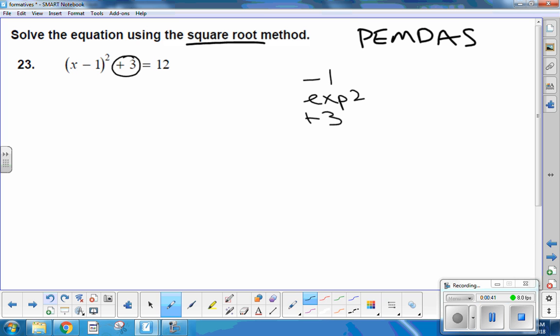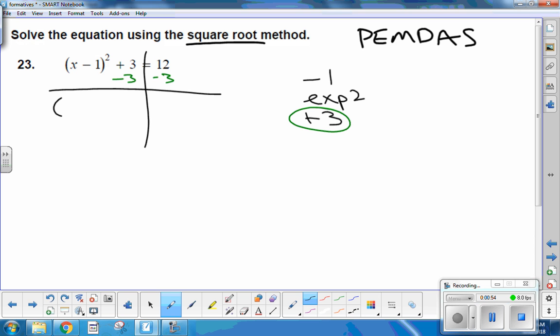So for me to solve this by square root method, I need to do the reverse order. So the first thing I have to get rid of is the +3. To get rid of that, I have to subtract 3. And the 3's go away, because 3 minus 3 is 0.